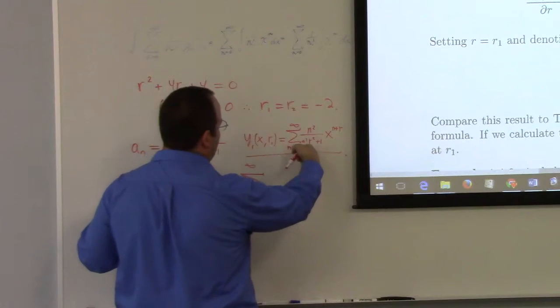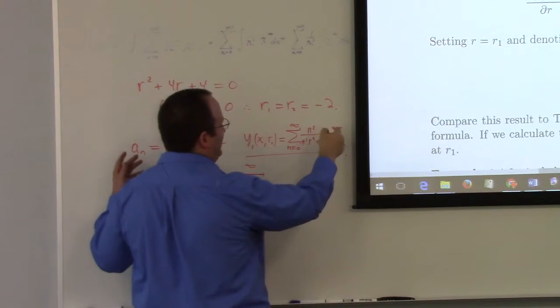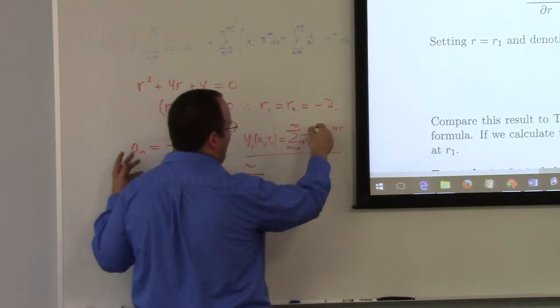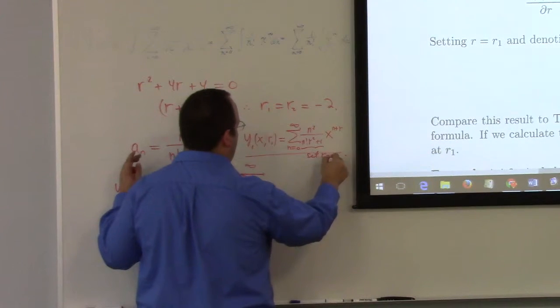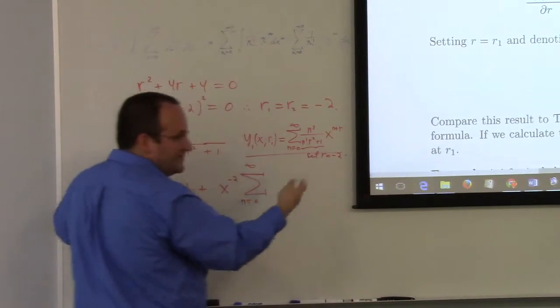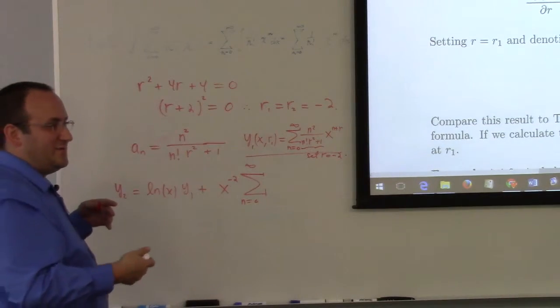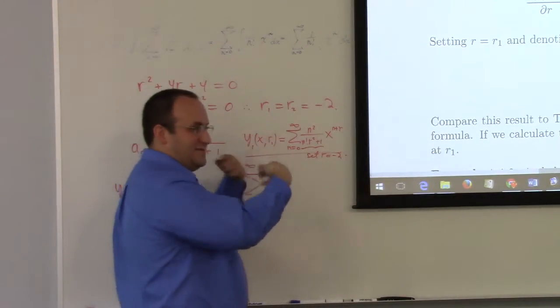I haven't quite done it yet. This actually should be, you do what? You set r equal to minus 2 when you actually write down the solution, right? But the point is, I'm writing it that way so I can differentiate it.